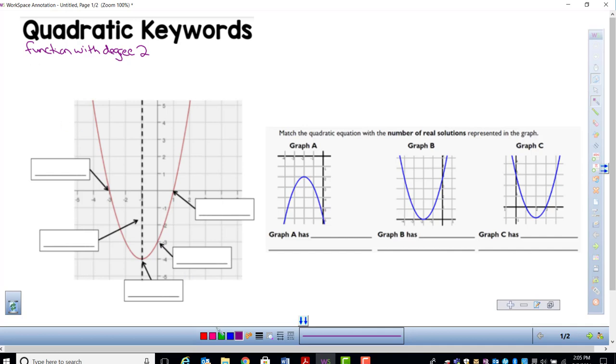So since it has a degree of 2, that means the highest exponent is 2. The standard form equation is y equals ax squared plus bx plus c. This should look familiar to you because we have already learned how to factor these trinomials. So it's quadratic, usually a trinomial. It always has a degree of 2.